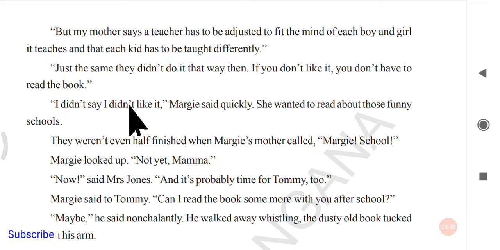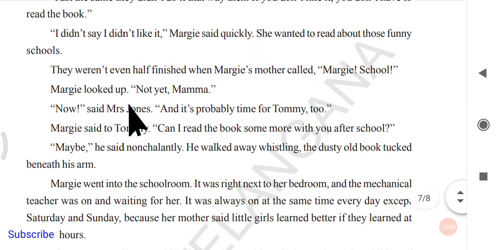At that time Tommy got a little bit angry, and he said, see, if you don't want to read this book, you just go away. Let me read it. But here Margie said, no, no, no, I didn't say that. It is okay. Come on, I want to read about these funny schools. So now Margie started to think that those schools were funny, with teachers, with students of the same age, with buildings and all. She didn't know those schools existed.